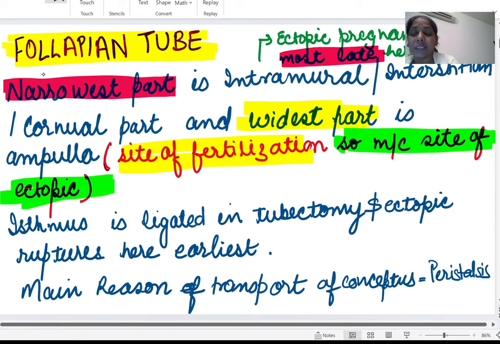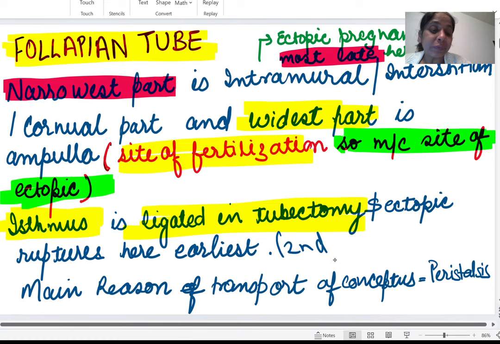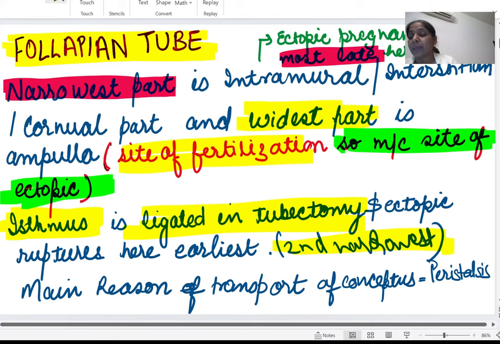Today many of you did wrong in the quiz. I don't know why. What is the importance of isthmus? This is the part which is ligated in tubectomy. Ligation or excision is one and the same thing. Which is the part ligated in tubectomy? Isthmus. Ectopic ruptures here earliest because it is the second narrowest part. First narrowest was interstitium, the second narrowest is isthmus. Ectopic does not rupture earliest in interstitium in spite of it being the narrowest because it is supported by myometrium.